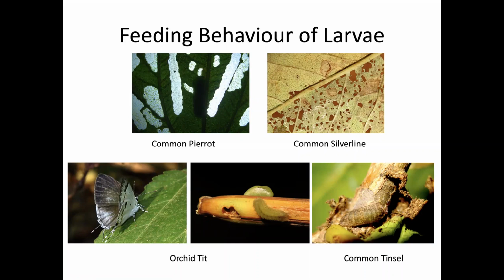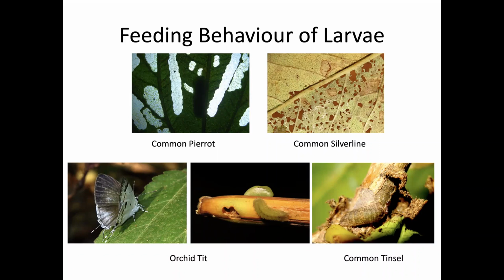And again, on the right side, you can see the feeding pattern of common silver line. Here you can see the larvae feeding from underneath of the leaf, and they make such kind of bite marks on the leaf. So again, you can document such kind of things which are equally important, because the same species can sometimes behave differently. Here in case of orchid tip.